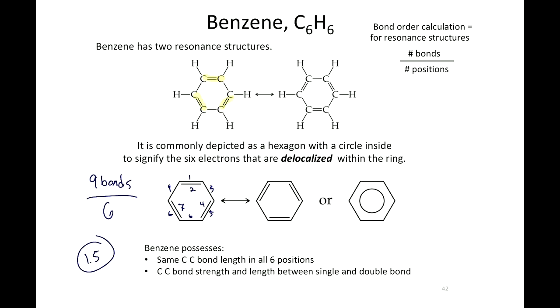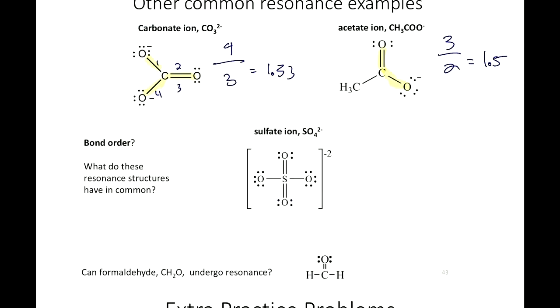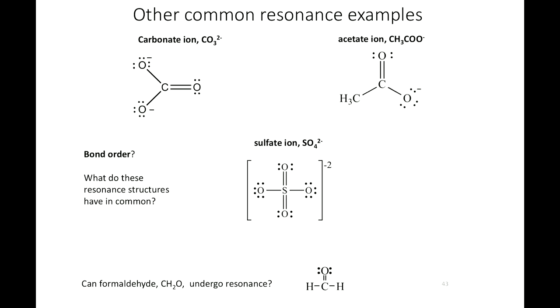have a bond order of 1.5. So we see these carbon-carbon bonds are a little bit stronger than a single bond, but not as much as a double bond. And here's another example of resonance structures. This was our last slide we went over, but I'm going to go over it again anyway, of other common resonance structures, and they all kind of have the same deal going on.